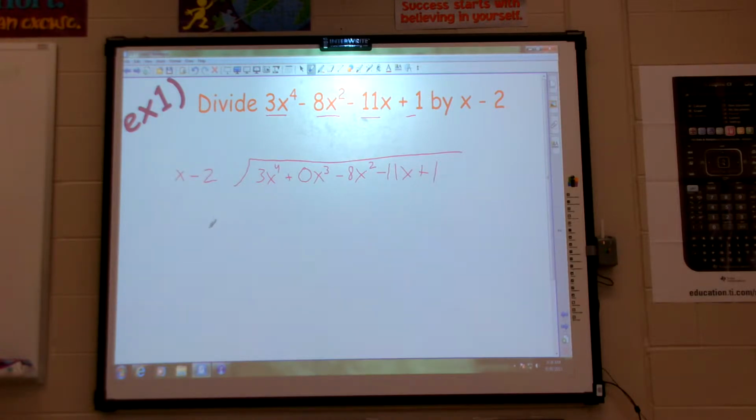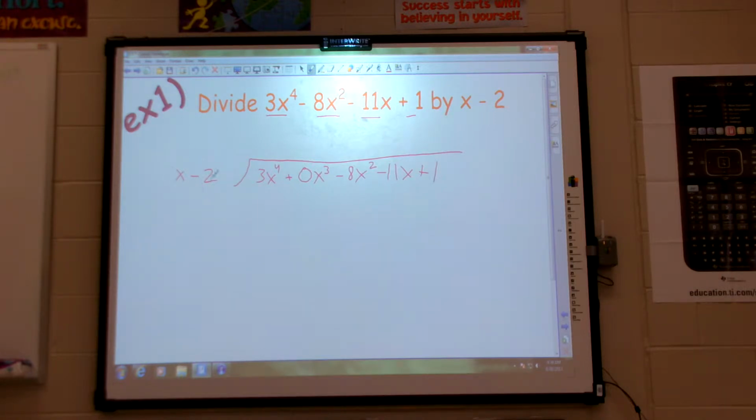What if it's like 3x to the 4th minus 8x squared divided by x minus 2? Would you still have to go all the way down to 0? Yep, you still would have to put the zeros for all those too. Exactly. All of it needs to be accounted for.